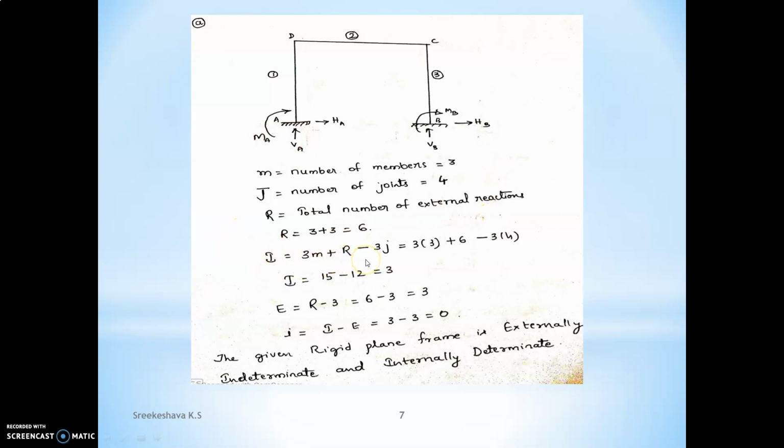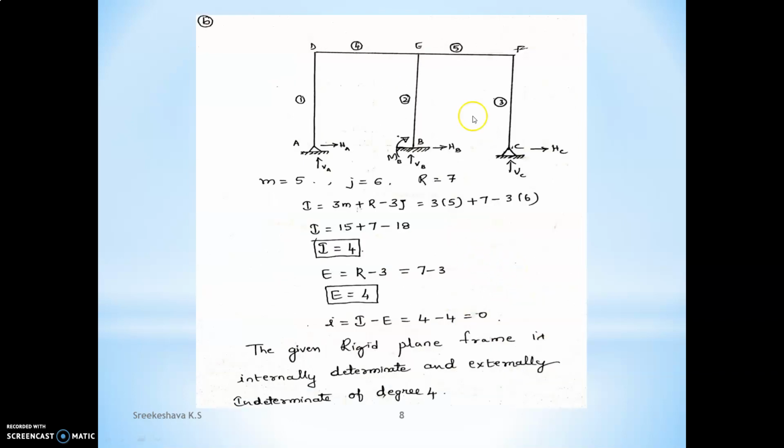Use these parameters in the final equation, 3m plus r minus 3j. You are getting 3. Now compute external indeterminacy, that is r minus 3, that is 3. Hence the given rigid plane frame is externally indeterminate of order 3 and it is internally determinate. Why? Because internal indeterminacy is 0. That's why this is internally determinate but externally indeterminate. Clear? Next we move on to the second problem.